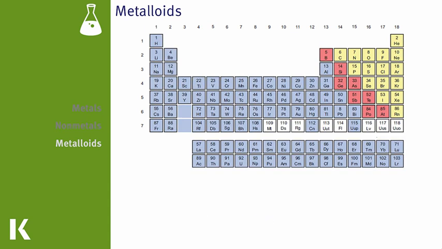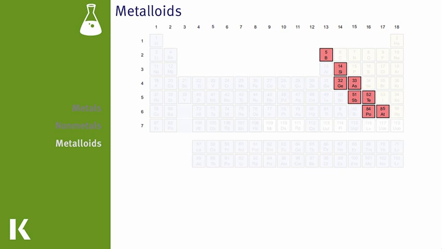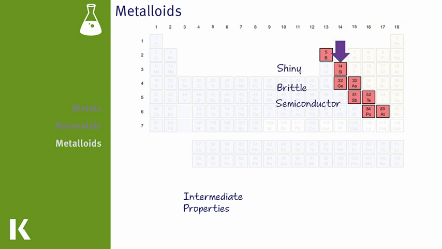The last group to look at are the metalloids, this stair-step shaped red group between the metals and the nonmetals. As you would expect from their name and their location on the periodic table, the properties of metalloids are somewhere between those of metals and nonmetals. For instance, if we take silicon as an example, it's shiny yet brittle, but can conduct heat and electricity under certain conditions. So if you see metalloids on test day, just remember that they're going to have some traits of metals and some traits of nonmetals.